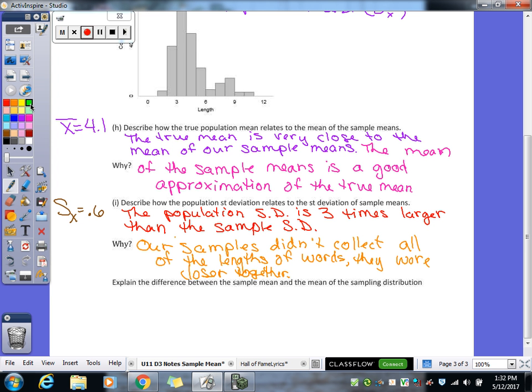And then our last thing, explain the difference between a sample mean and the mean of the sampling distribution. So the sample mean is the mean of one data set or one sample. So a sample mean would be the mean of my sample that I took, or the mean of Caitlin's sample or Katie's sample. Just one of those is our sample mean. But the mean of the sampling distribution, that is the mean of all of the samples.